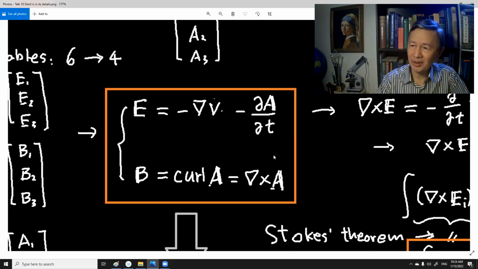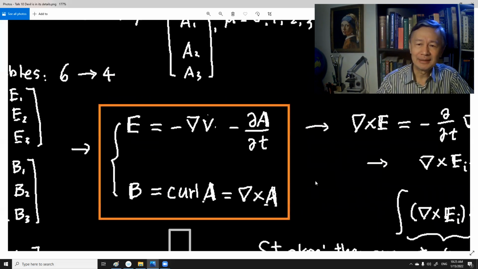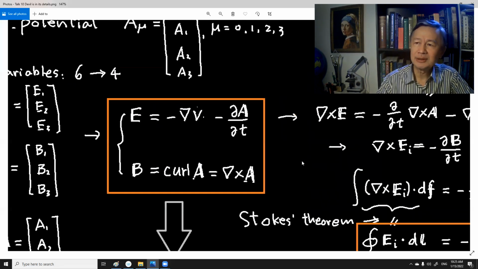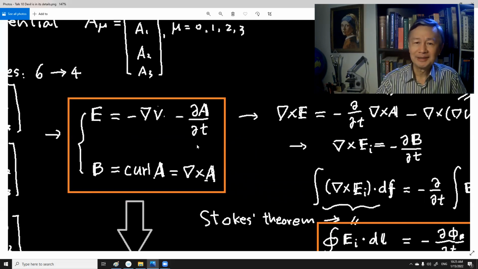the introduction of the magnetic vector is based on this mathematical beauty, and actually these two definitions can also be considered as an alternative or equivalent form of Maxwell's equations.